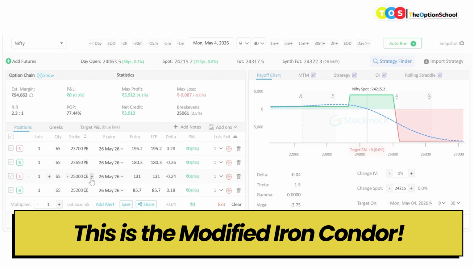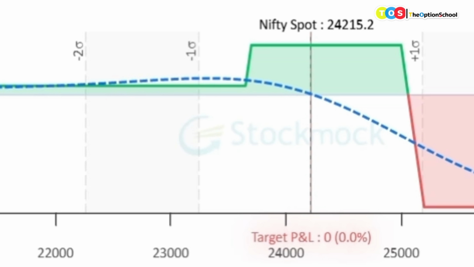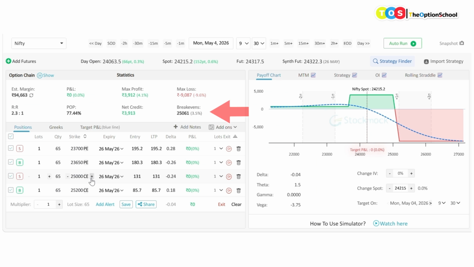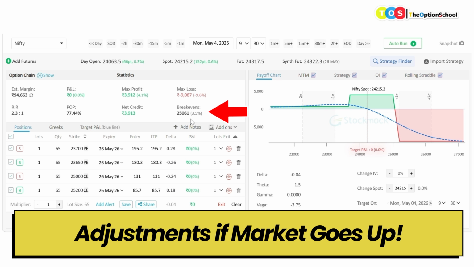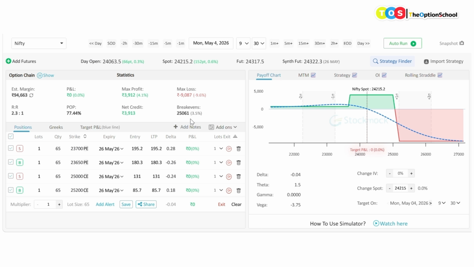In this, on the downside whatever happens, I am pretty much okay, there is no issue at all. On the upside I have a 3.5% protection. In case market moves up, I will definitely do some adjustments to protect this side of the trade also. There is no issue in that. And if market stays normal, if market stays very range bound, then also this trade will give me a very good profit of 3912. So let me explain the trade again.